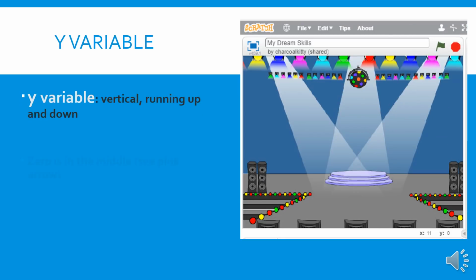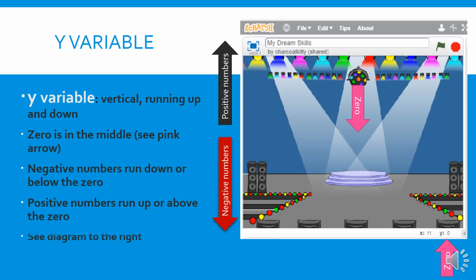When you're looking at the Y variable, the Y variable runs vertically, up and down. The 0 is in the middle. If you look at the pink arrow in the middle of the diagram, that's where your 0 point is. Negative numbers run down or below the 0. Positive numbers run up or above the 0. If you look at the bottom right corner, you're going to see that the cursor is at the Y point, which is 0, which is right in the middle.